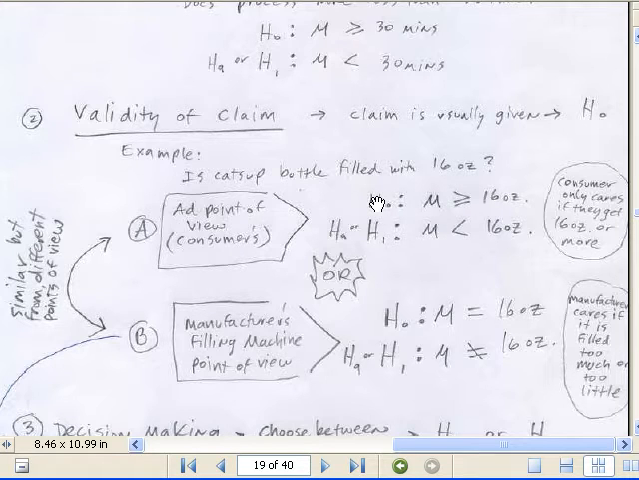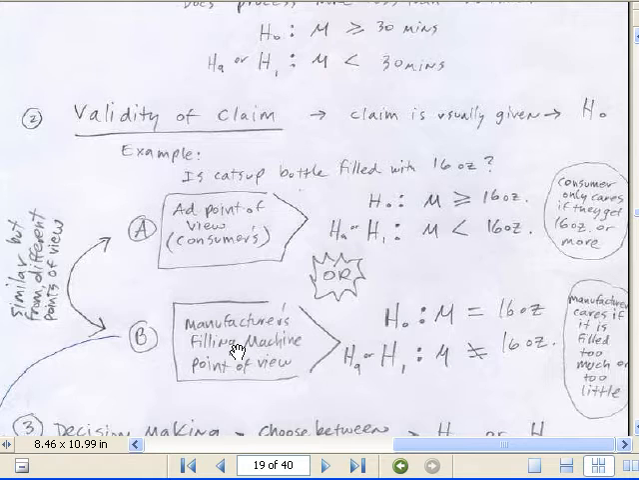So the original statement here is that it was filled with 16 ounces. Since the point of view of the consumer is less than, you put this one first, you jump up here, put the equal sign and a greater than. But this is really the original claim, 16 ounces, yes.